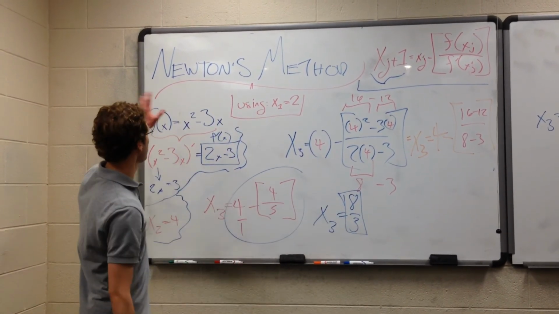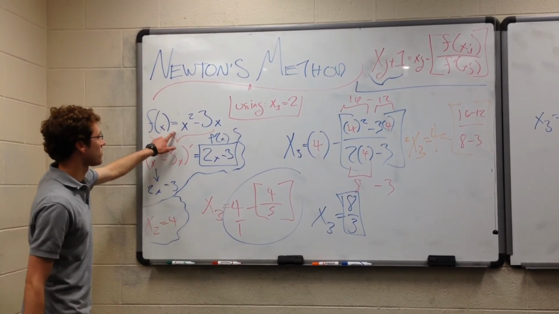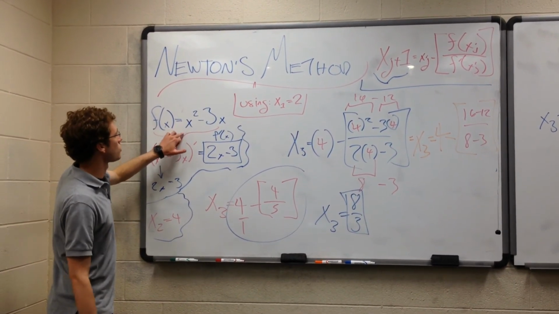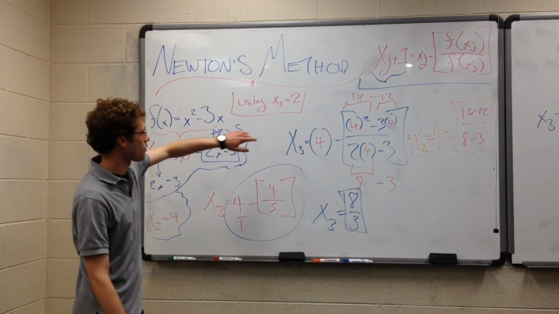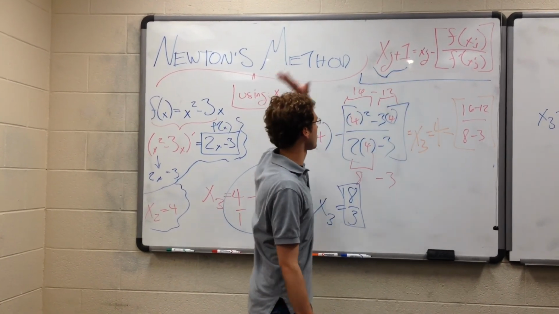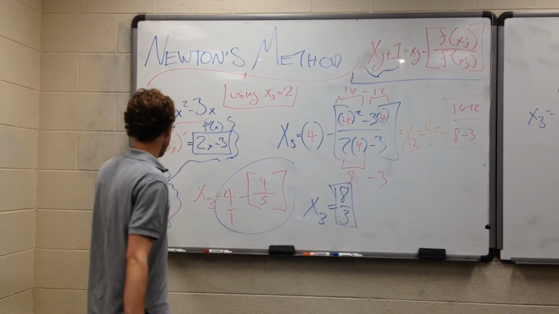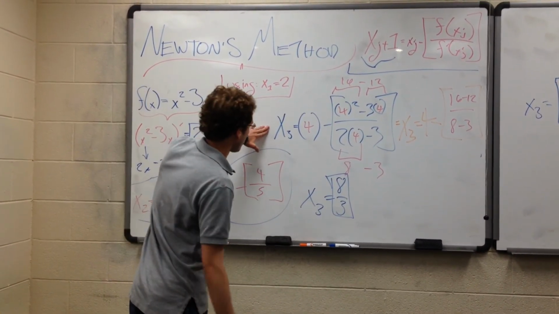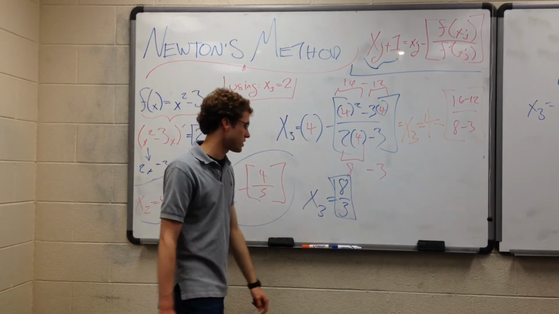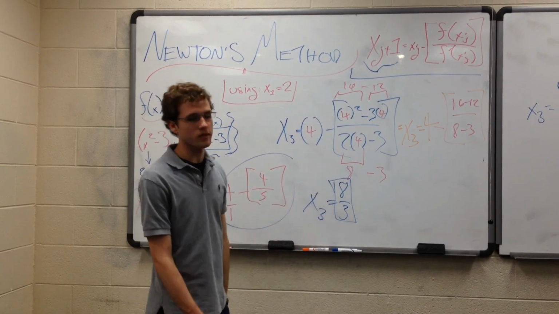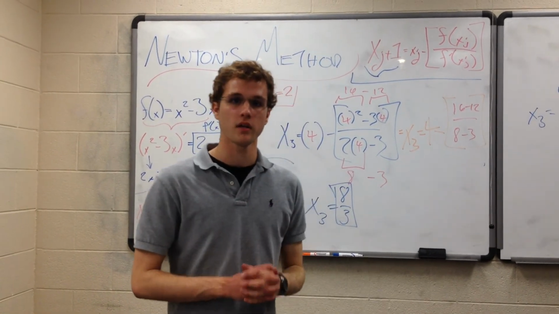A little quick recap here. We're using Newton's method to approximate the value of f of x equals x squared minus 3x with a given initial x1 of 2. We put it into our Newton's method equation, as explained in the previous video, to find x2, which was 4. And then we repeated the process again to find x3, which was just 8 over 3. So as you can see, our values are getting closer and closer each time to what the actual value of that point is, and we're good.